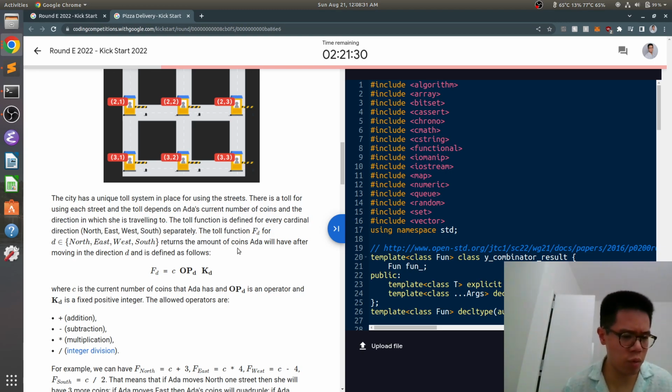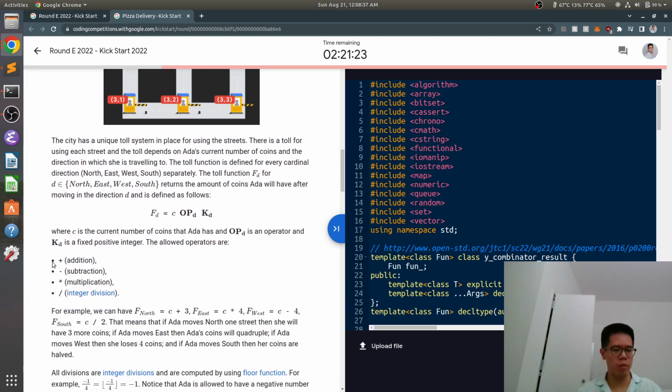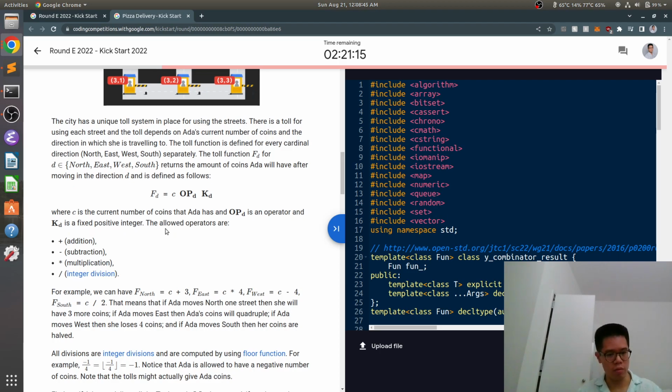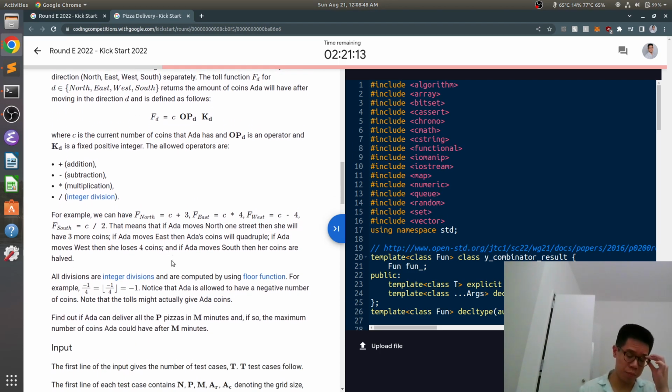Basically, when you go north, east, west, or south, each of those 4 directions has a function that affects your number of coins. That function can be adding some fixed number, subtracting some fixed number, multiplying by some fixed number, or dividing by some fixed number. So in fact, the toll can increase how many coins you have, which is really weird. But in any case, you're given these definitions up in advance. It can be something like this. There's also division, which they note here.